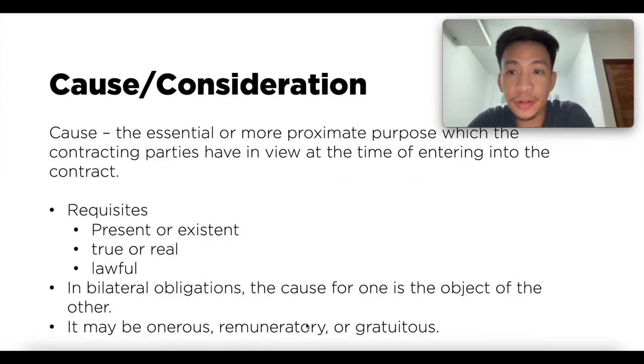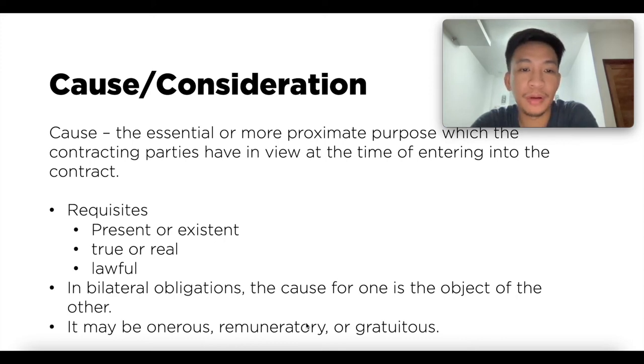Okay, so the third requisite of contracts is cost or consideration. Depends kung ano yung tawag niyo dyan. These are interchangeable anyway, so it could be cost or consideration. So cost or consideration is the essential or more proximate purpose which the contracting parties have in view at the time of entering into the contract.